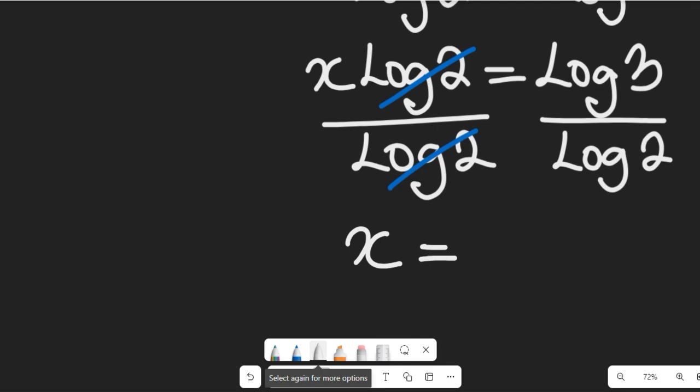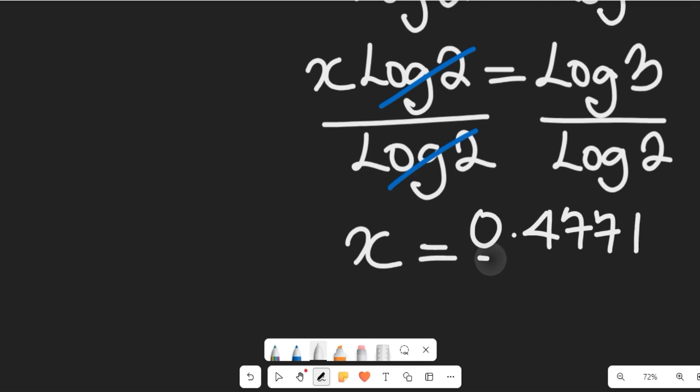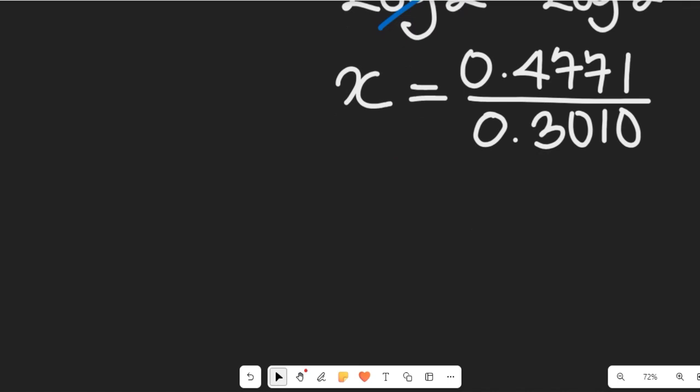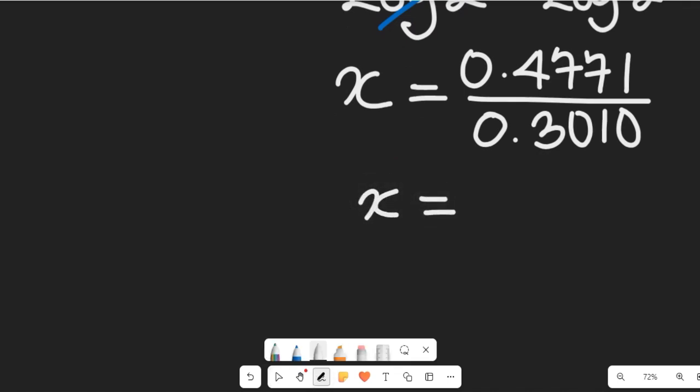I can simplify this knowing that my log of 3 is 0.4771 divided by log of 2, which is 0.3010. So if we simplify this, we'll have the value of our x to be equal to 1.585 if you use your calculator.